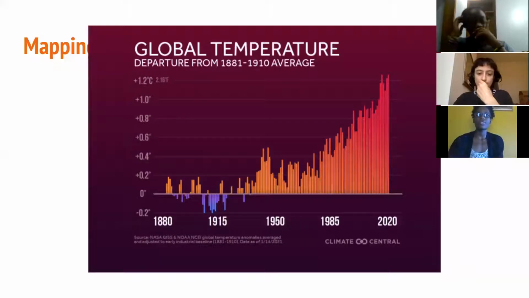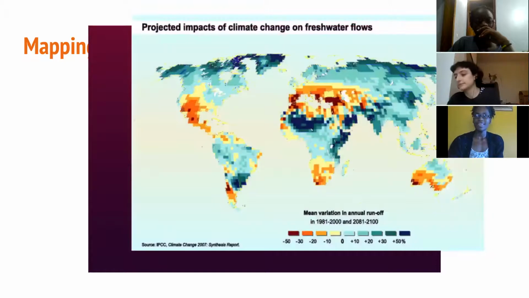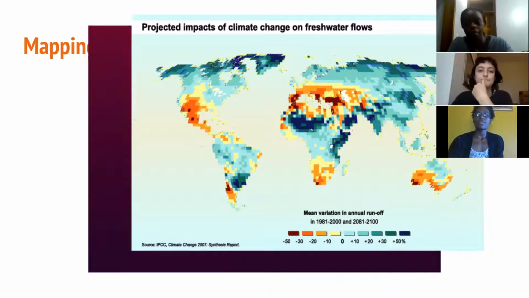Exponential increase in global temperature since industrialization began. This next image shows that fresh water would generally decrease in areas such as around the Mediterranean, which includes Southern Europe and Northern Africa, Central America, South America and Southern Africa, and Southern Australia.